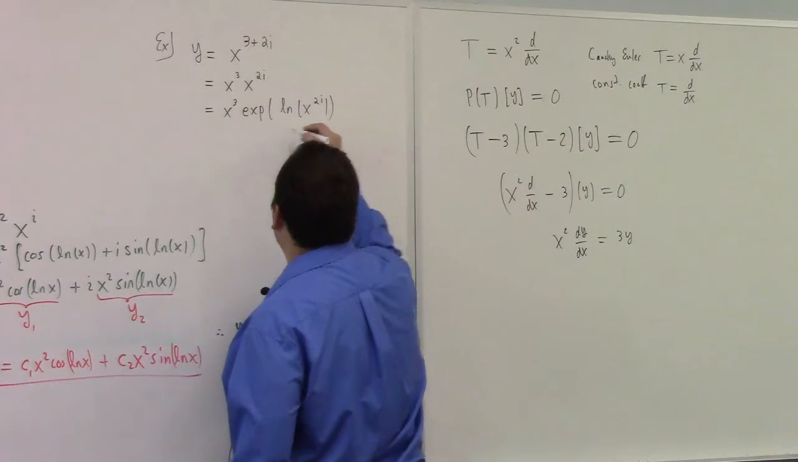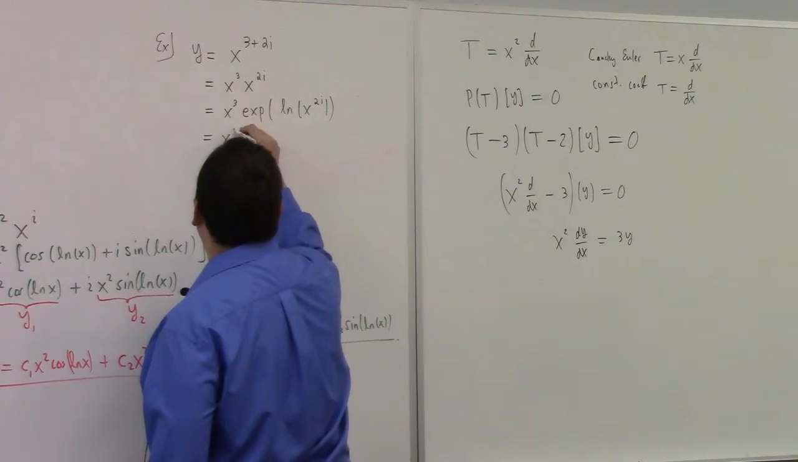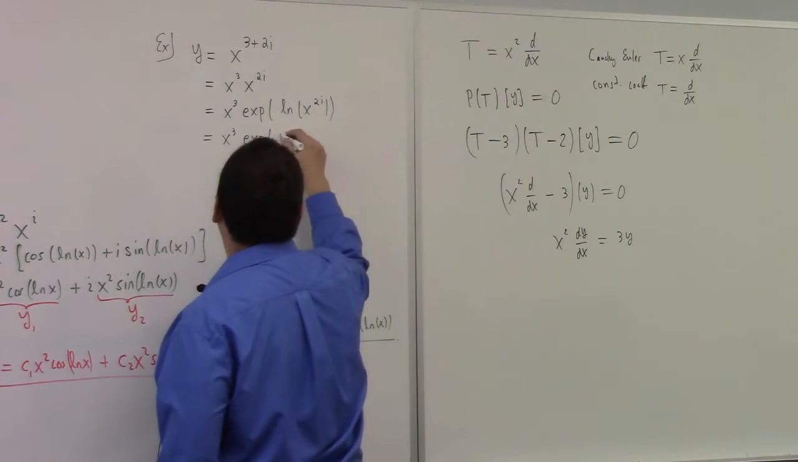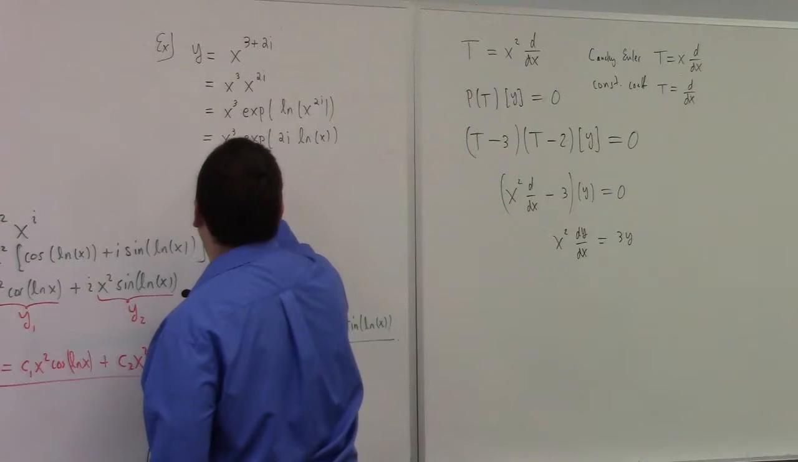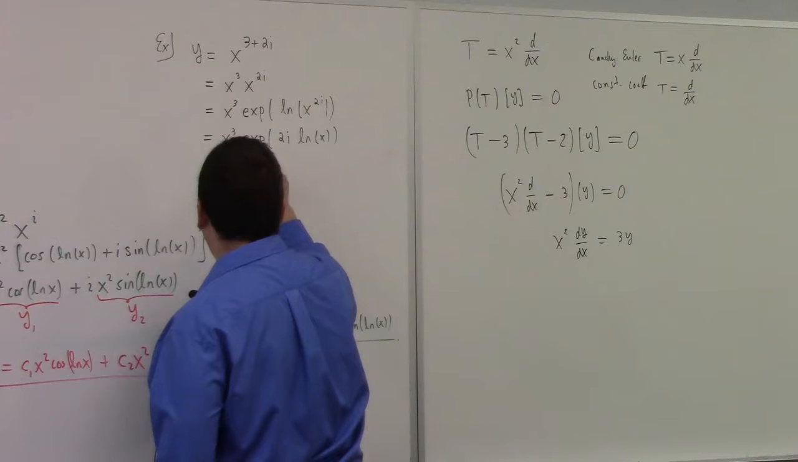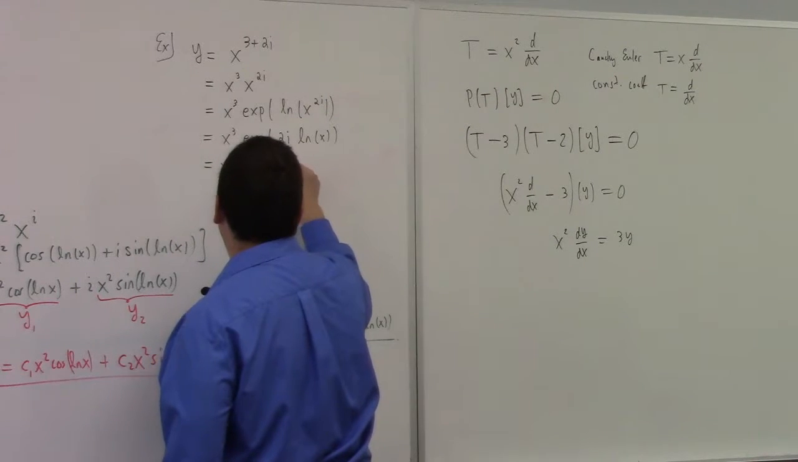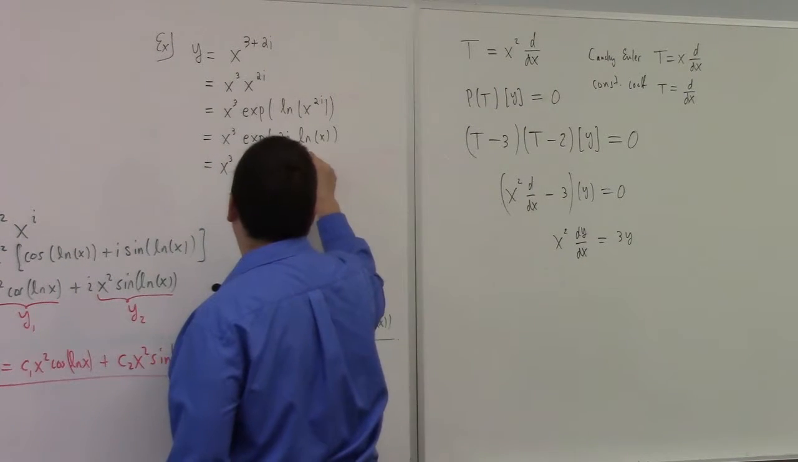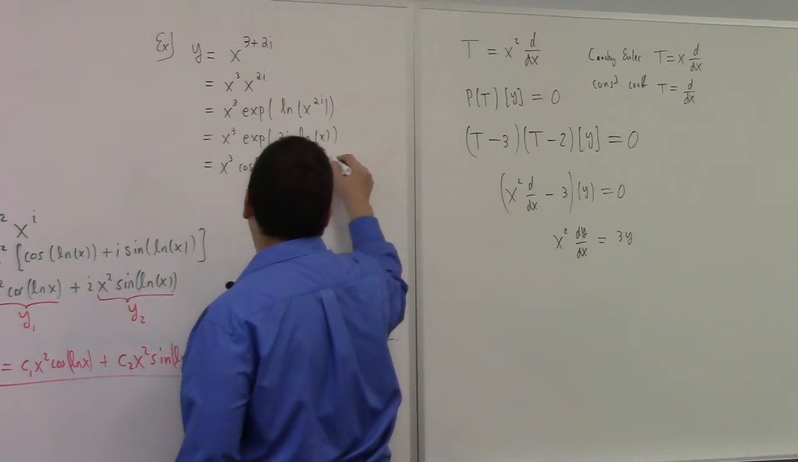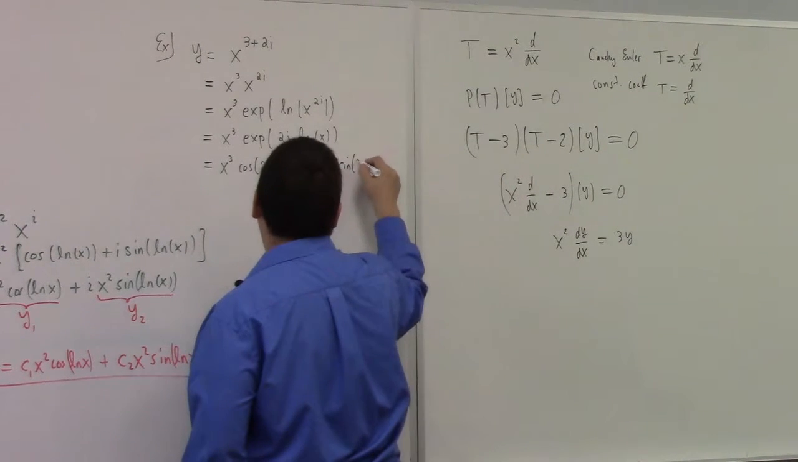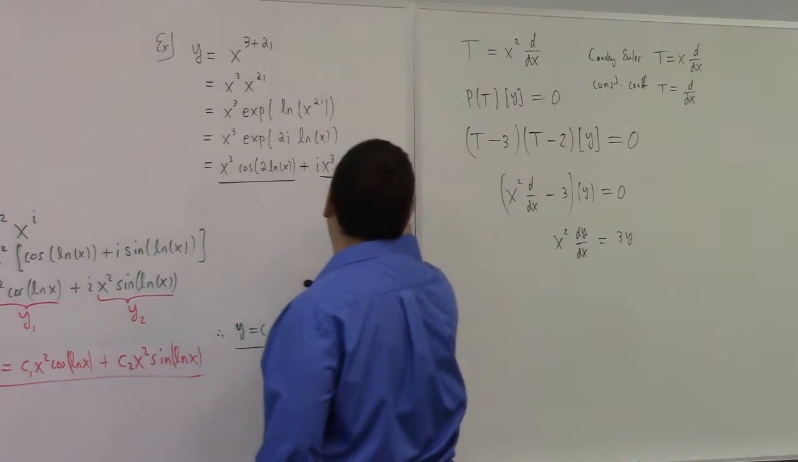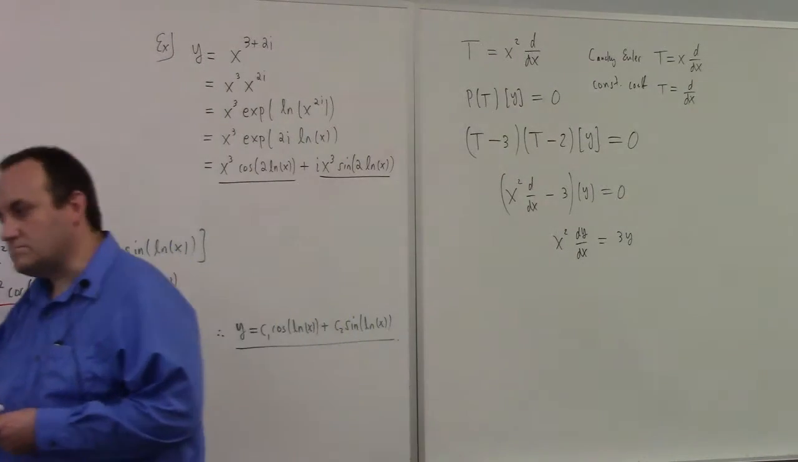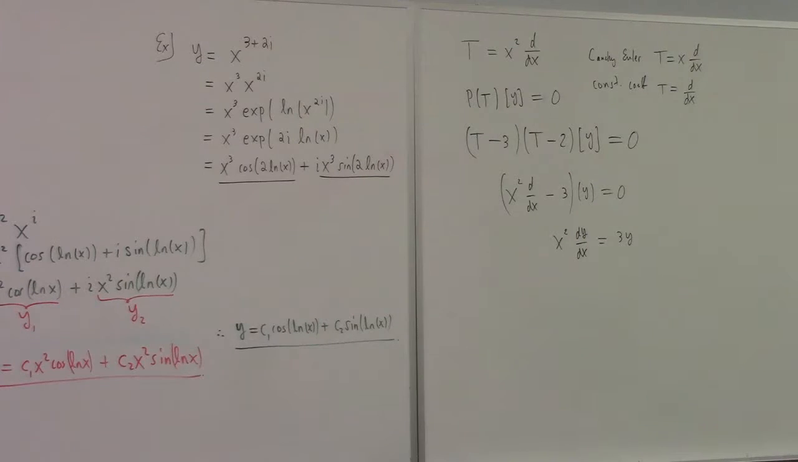And basically, we define the law of exponents to work. So we get x cubed cosine of 2 log x plus i x cubed sine of 2 times log x. And so that's how that one would work. Okay. Are we clear?